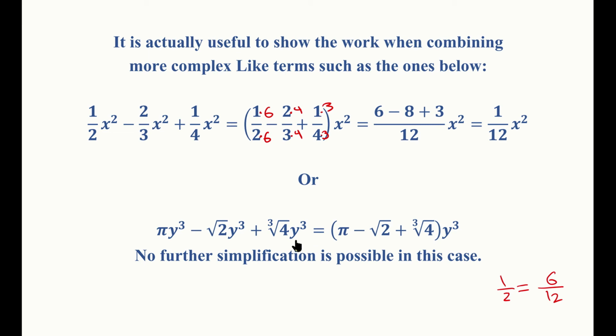See? So here we're just going to write the y cube, and we're going to combine these more complicated coefficients. So we're going to get pi minus square root of 2 plus the cube root of 4, like that, times y cube. And these, of course, are not alike as numbers, so we can't combine them. So we just leave it like this, and this is considered to be the combined form of these three terms. Now that we've learned how to combine like terms, we can proceed and go ahead and combine polynomials.